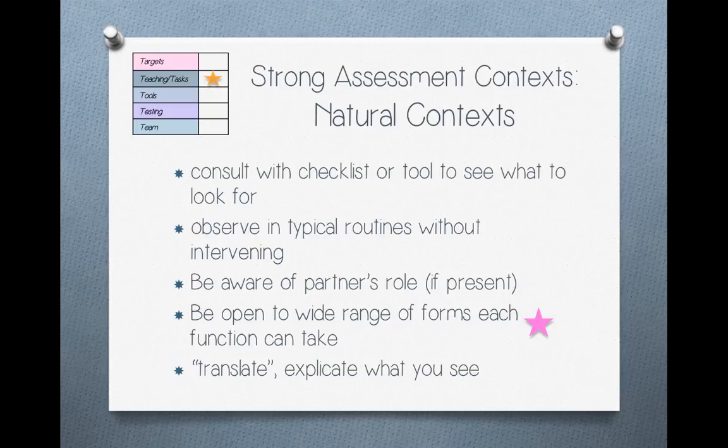And we have to be careful that we don't attribute that to the student positively or negatively. Be open to a wide range of forms for each function. So this is what I was talking about earlier, is that the way that this child or the student expresses a particular communicative function may look very different than what you expect. It's not necessarily going to be in words or in pictures, so you have to be keen to observe their actions and interpret those as communicative functions. So translating or explicating what you see. And again, we'll do some practice with that at the end so you see what that looks like.